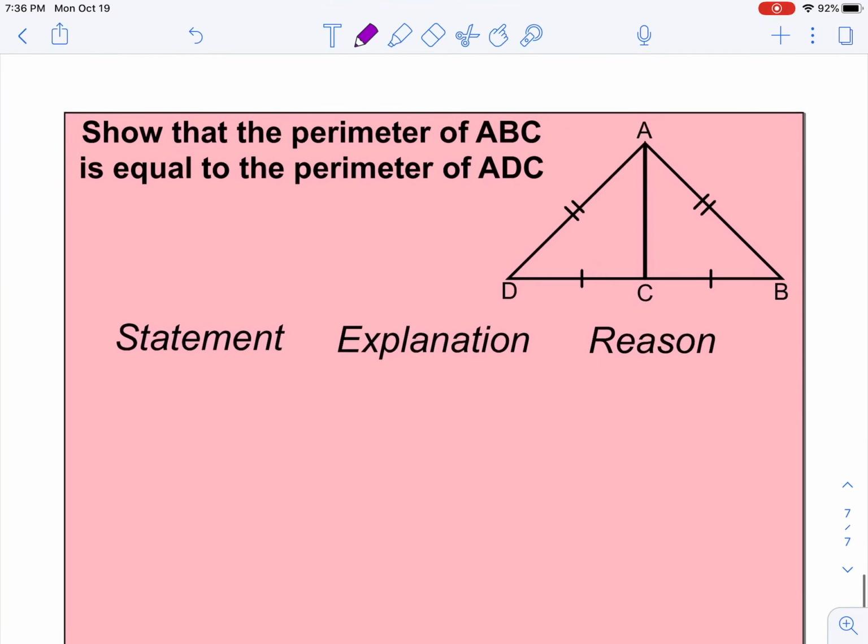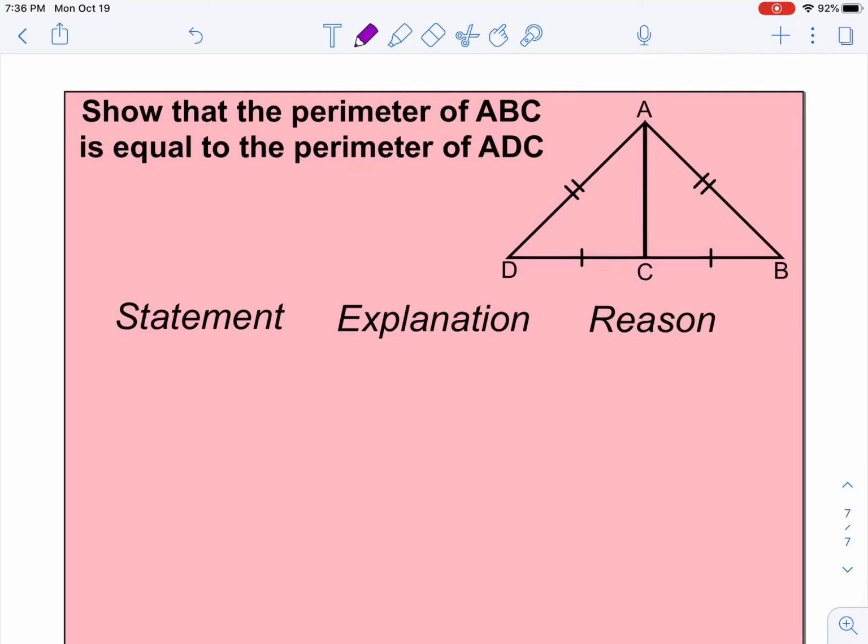We're going to try one more, a little more challenging proof right here, where we are going to show that the perimeter of ABC is equal to the perimeter of ADC. And again, we're going to kind of get rid of this explanation column at this point.